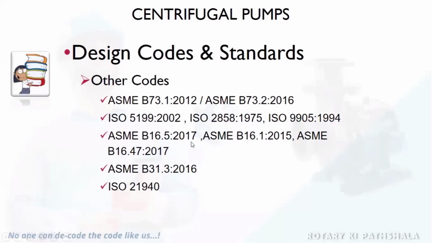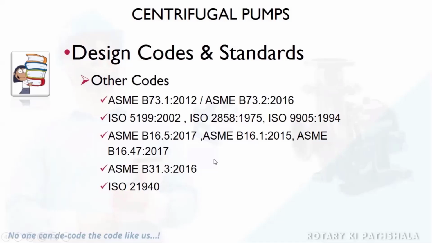Then in addition to this, we have the flange standards or the codes for the flanges. Then B31.3 is for the piping and ISO 21940 is for the balancing of the rotary equipment. In case of the rotary equipment, this balancing is very important. So from that perspective, this ISO code is also something we need to be familiar with.